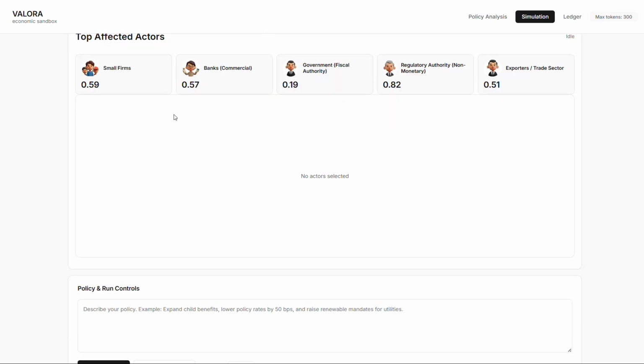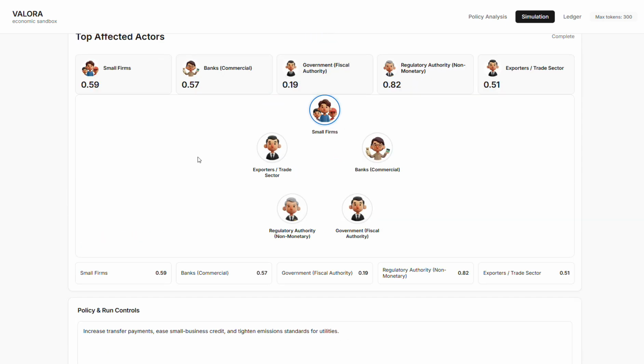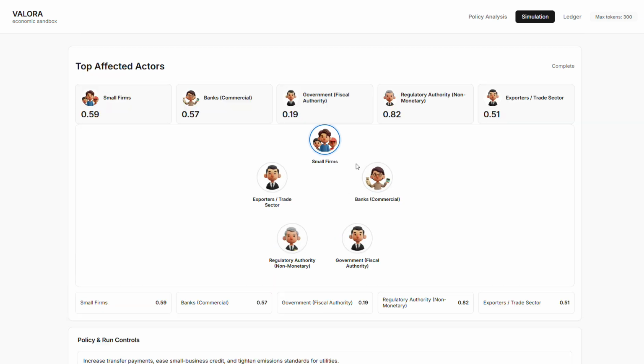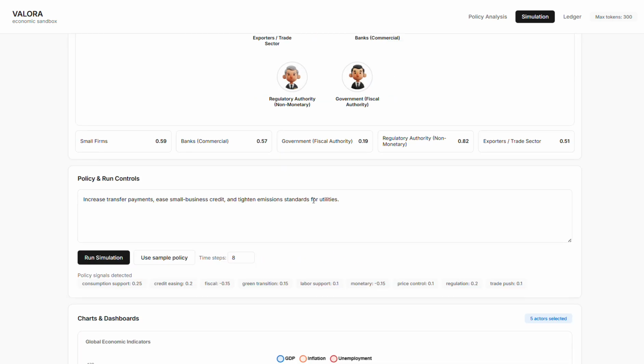Each of these actors performs as agents who use machine learning to perform their own tasks. As you can see here, the policy which was drafted, I can use a sample policy and run the simulation, and you can see the different actors who are present in this economy. They also have a set of parameters on what they get affected on, and you can see the correlation between all of them as well.